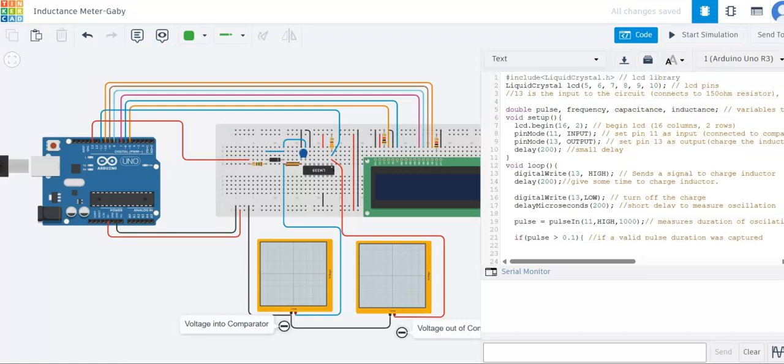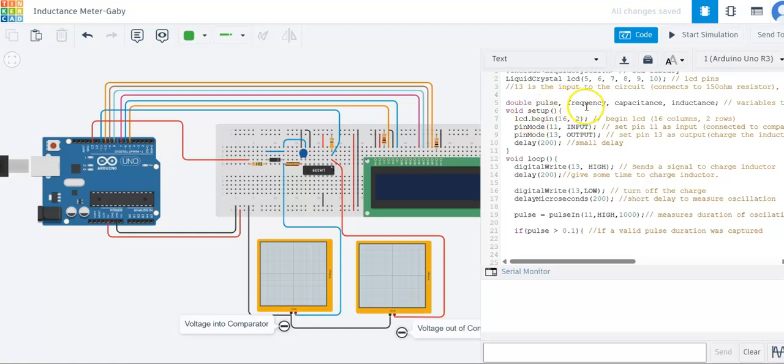For the code, we first include the LCD library. These are the pins we use for the LCD. These are our variables to calculate inductance. In our setup, we initialize the LCD with 16 columns and 2 rows. Pin 11 is connected to the comparator output, which allows the Arduino to read the signal coming from here. Pin 13 is connected to our charge resistor. This is a small delay to allow the setup to take place.